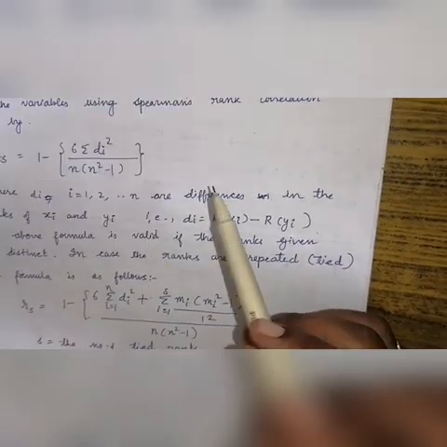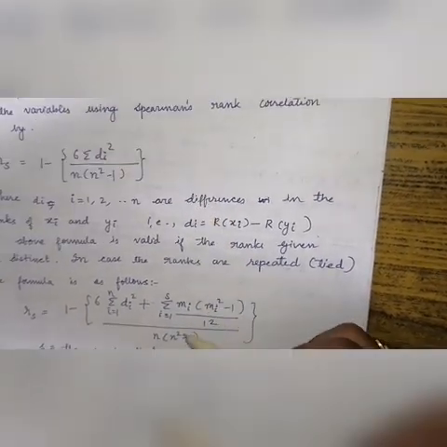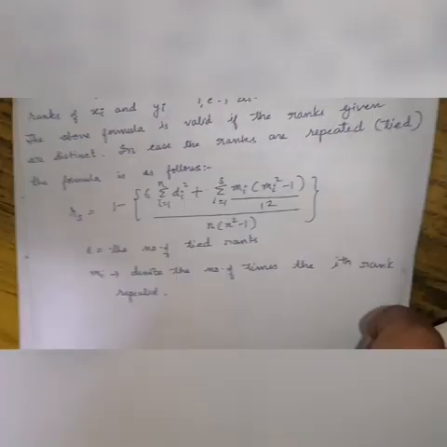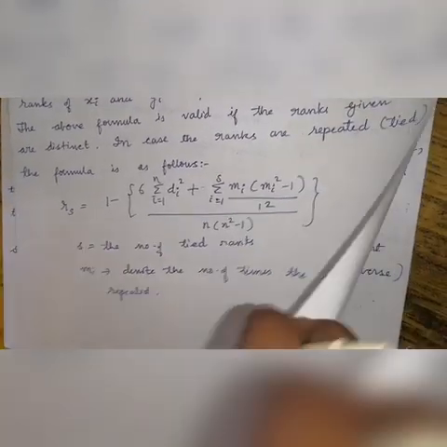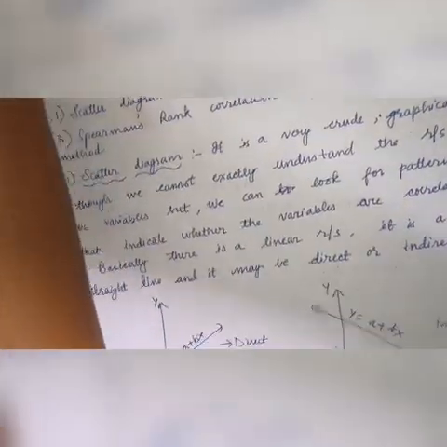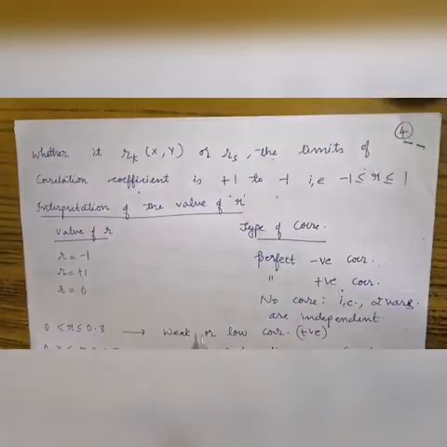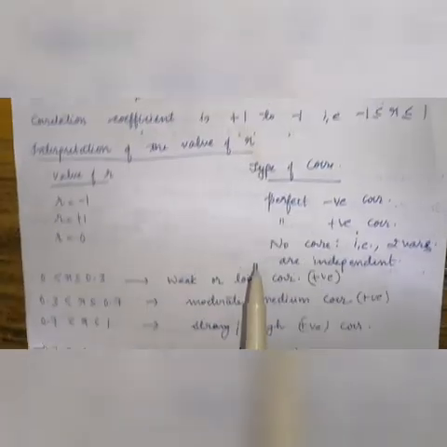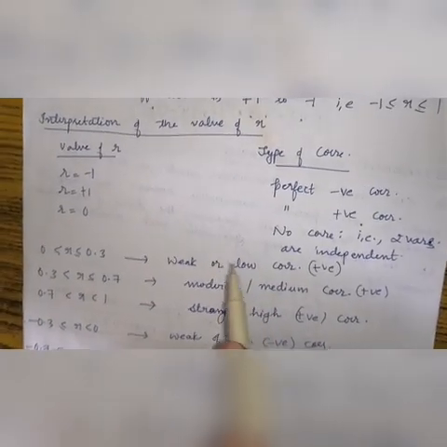The formula for Spearman's rank correlation is given here, and the correlation coefficient is represented by R. The values you get can be interpreted as follows. If you get R equals plus 1, then you call it a perfect correlation. The variables are perfectly correlated.